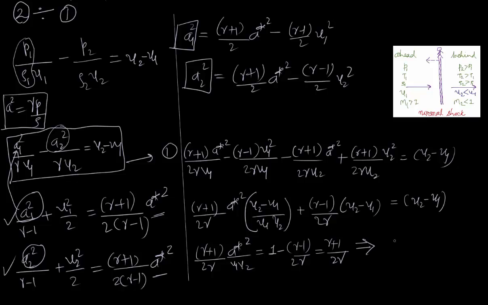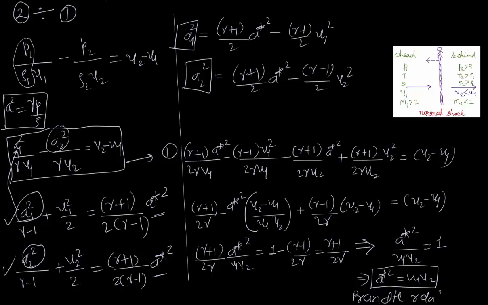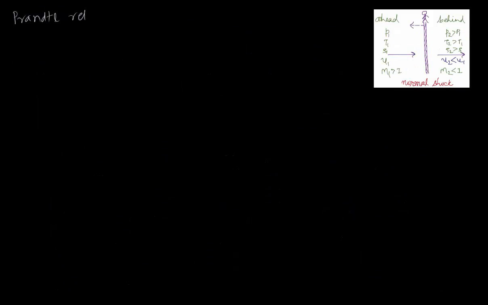Finally, we get A star square by U1 U2 equals 1, which is nothing but A star square equals U1 U2. And this relation is called Prandtl relation. This is an intermediate relation for normal shocks. Prandtl relation was A star square is equal to U1 U2.